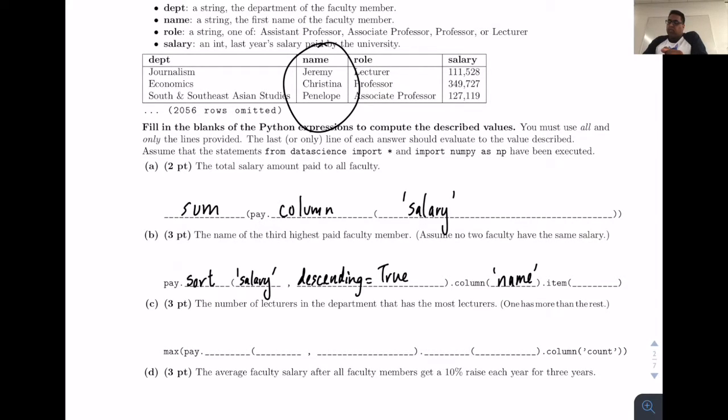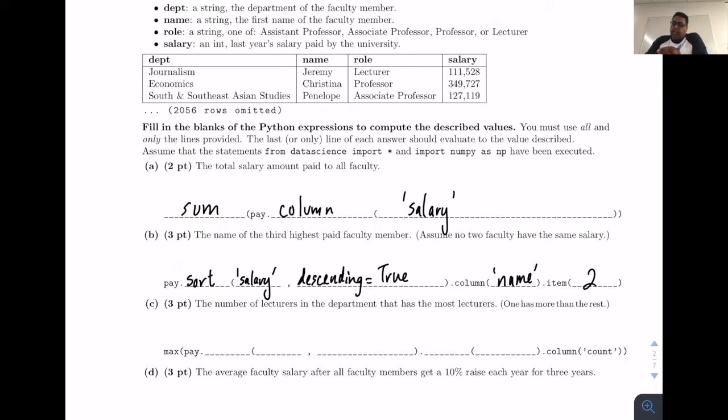Equivalently, instead of quote name, we could have written just 1 because we want the first column. And now we need to find dot item something, right? Well, we want the 3rd highest paid faculty member, and we know in Python we start counting at the number 0. So 0 would correspond to the 1st highest paid faculty member. 1 would correspond to the 2nd highest paid. And similarly, 2 would correspond to the 3rd highest paid faculty member. So this line right here will give us the name of the 3rd highest paid faculty member.